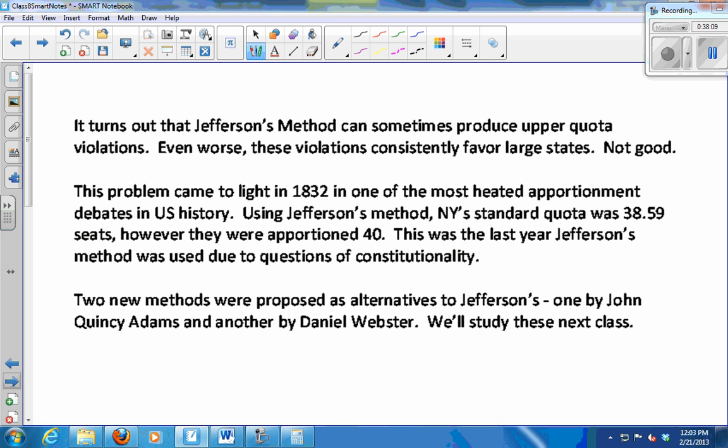So using Jefferson's method, New York's standard quota was 38.59, but they were apportioned 40 seats. An upper quota violation. They got more than their upper quota. And that was the last year that Jefferson's method was used, because people started to question the constitutionality of the method. So two new methods were proposed as alternatives, one by John Quincy Adams and another by Daniel Webster, and we're going to study those next class.